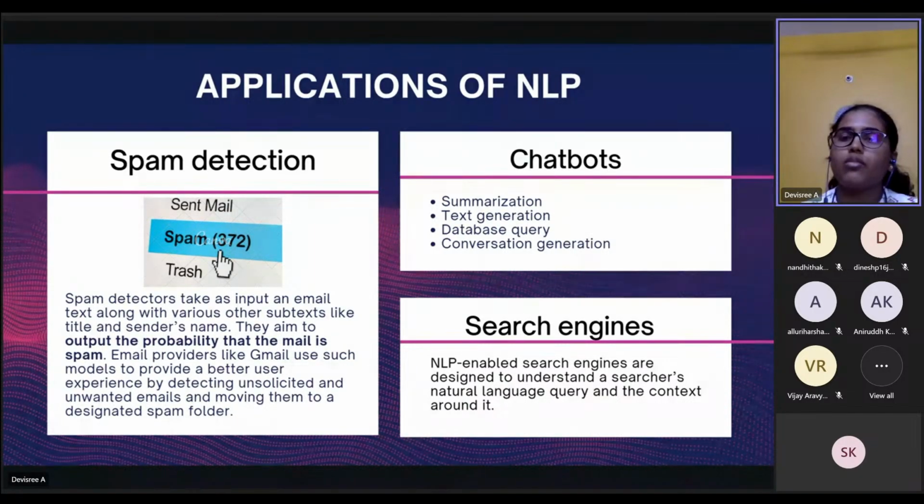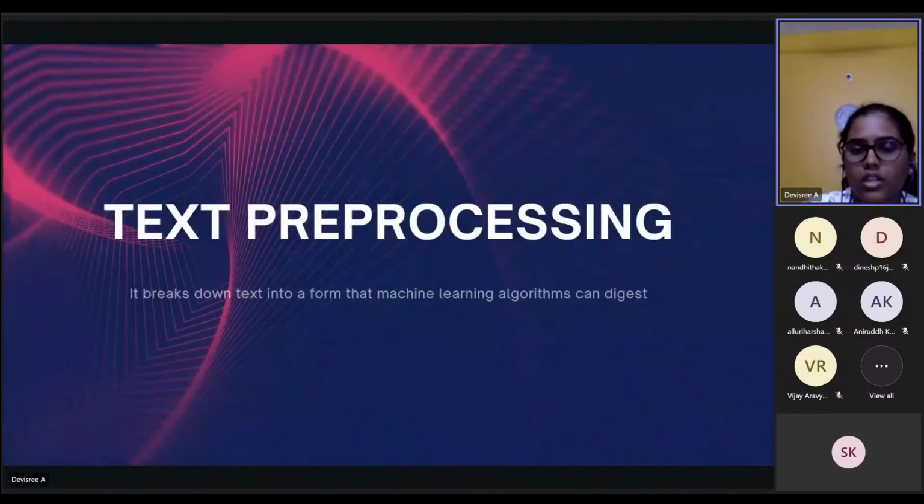Other applications also involve chatbots and search engines. Chatbots are used for summarization, text generation, and conversation generation. Search engines understand our natural language query, which is not in a very structured format. There are different ways of asking the same question, so search engines also are trained on NLP models to understand.